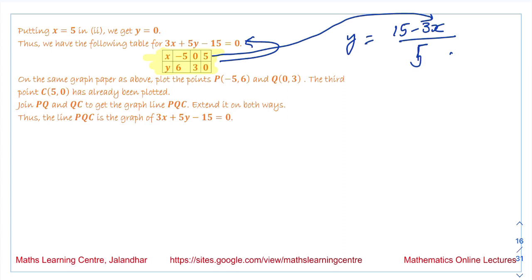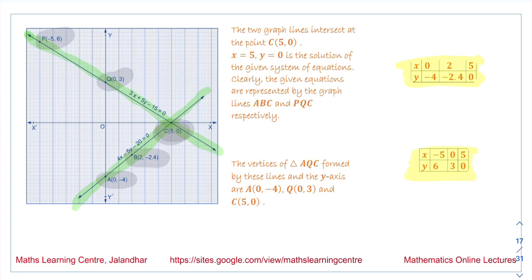These are the two lines we are talking about. These are the points that we have marked. This is minus 5, 6, 0, 3, 5, 0. This is minus 4, 0, 2, 2, minus 2.4 and 5, 0. Both these equations are intersecting at this point.